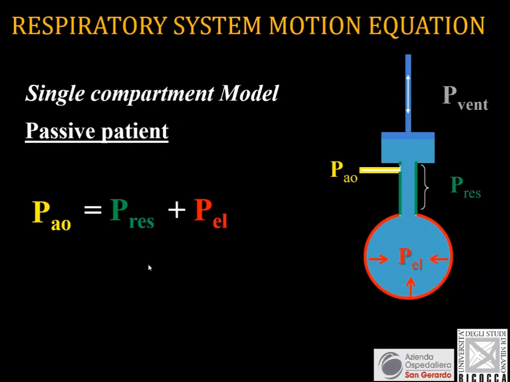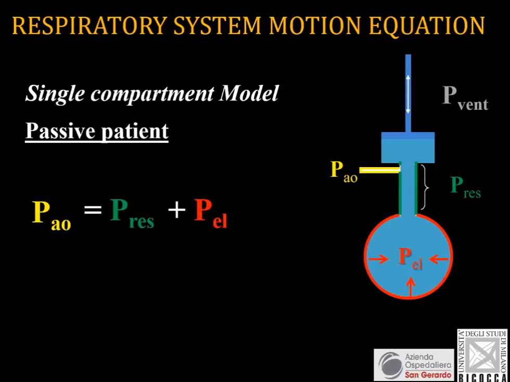One is the resistive pressure, so the pressure that we need to spend, the price we have to pay to push the flow through the airways. And then there is the elastic recoil pressure of the lung and of the chest wall, which is generated by the respiratory system after the volume is delivered.